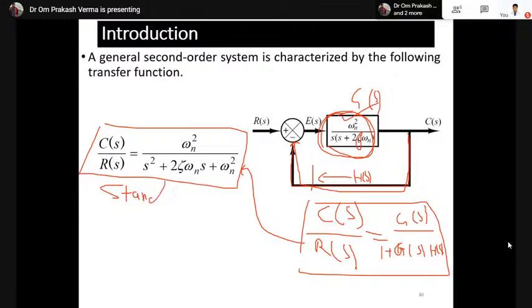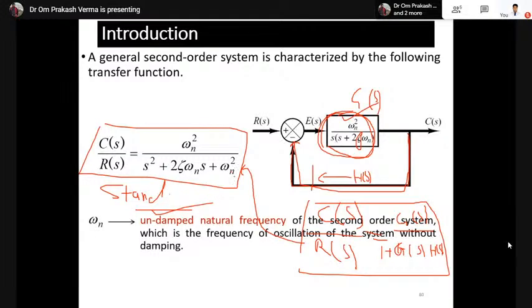So basically, this equation represents the standard form of the second order system, where omega n is nothing but the undamped natural frequency. It is a very important term. What is the meaning of undamped? We will discuss it in some moments. Omega n is basically the undamped natural frequency of the second order system, meaning the frequency of oscillation of the system without damping. Undamped means there is no damping. How it will be seen, we will see with some example.